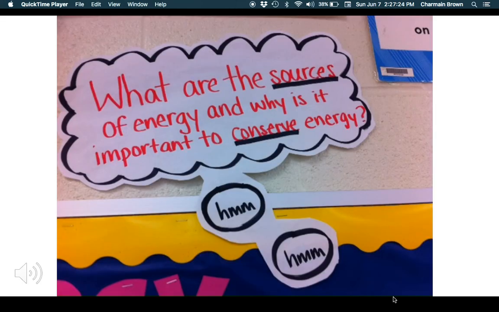Let's take a look at some classroom examples. This is from a grade 5 and 6 classroom that's focused on science. And they've created what we call a learning wall, where they're putting up the big question for the unit that's going to override the entire unit, so that it's always at the forefront of the learning. So they chose, what are the sources of energy and why is it important to conserve energy? So it's kind of two questions in one, but they knew that those two areas, sources and conserving, were the two focus places that they wanted to go with this particular unit.